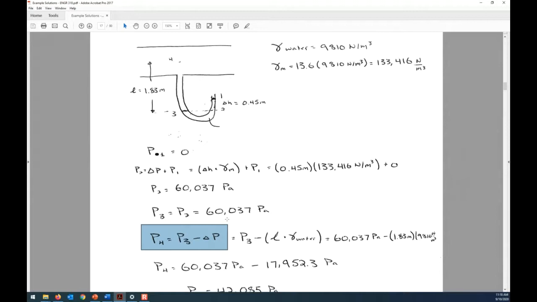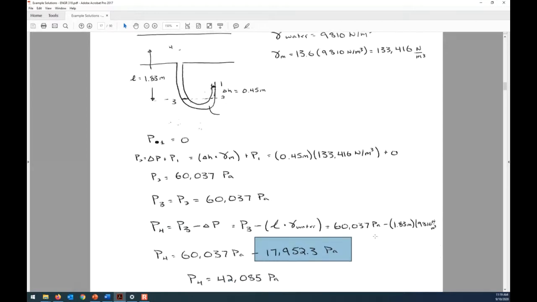The delta P is the length of 1.83 meters times the unit weight of water, 9810. So we started with a pressure at the interface of 60,037 pascals, and then we reduce the pressure by 17,952 because that is the change as we go upward through that water layer. In the end, the pressure at location four is 42,085 pascals.